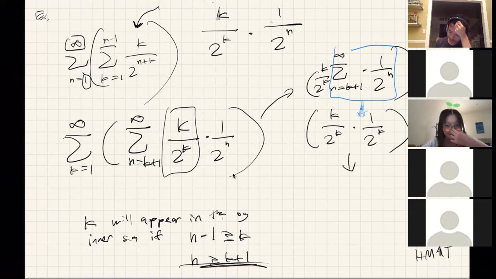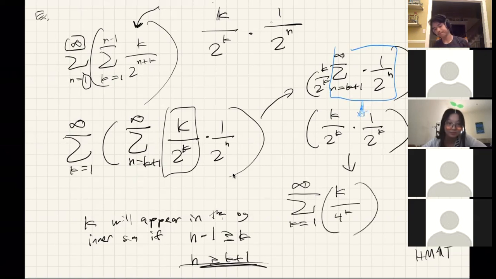Now we've reduced our problem to just finding the sum of k over 4 to the power of k. And you can just use the arithmetico-geometric series formula to just get 4 over 9. That's the answer for this problem.